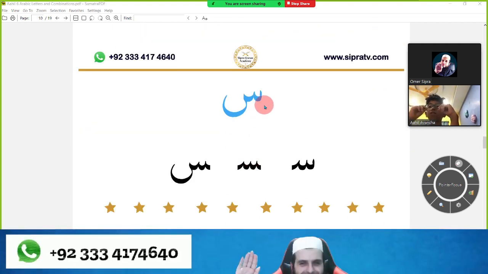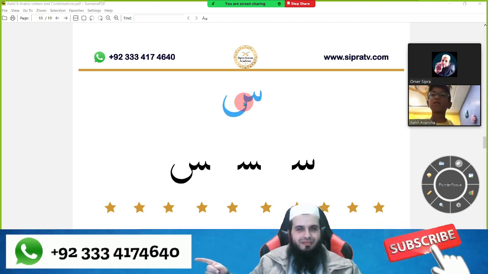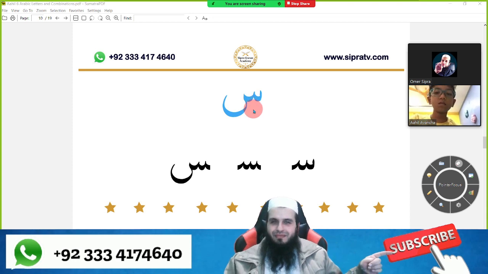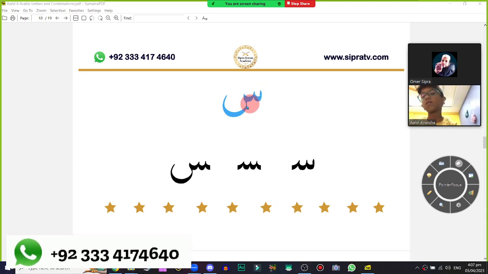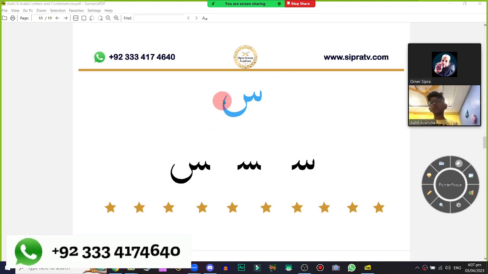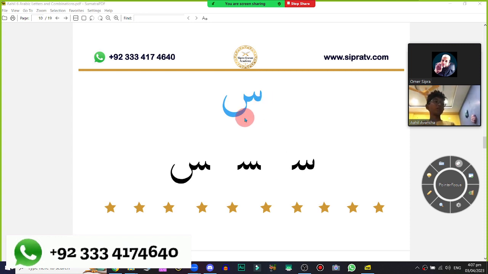Alright, now comes the letter Sin, the three spikes. Okay, Aahil, please look at the screen. Leave the pen, free your hands, please. Now remember this, because whatever I am saying will help you in reading the Quran. You need to remember how letters look when combined together to form a word, in order to read the words properly.